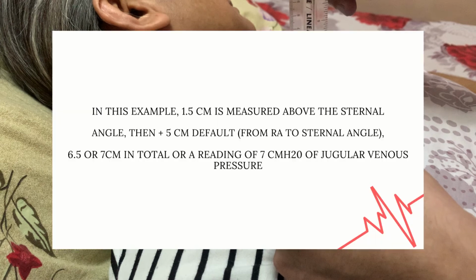In this example, 1.5 cm is measured above the sternal angle. Then add 5 cm by default, considering the distance from the right atrium to the sternal angle. We have 6.5 or 7 cm in total, or a reading of 7 cm water of jugular venous pressure.